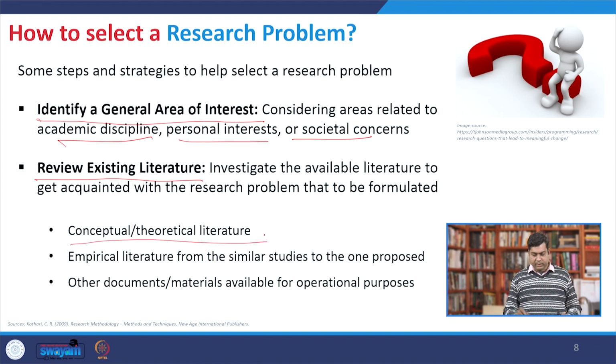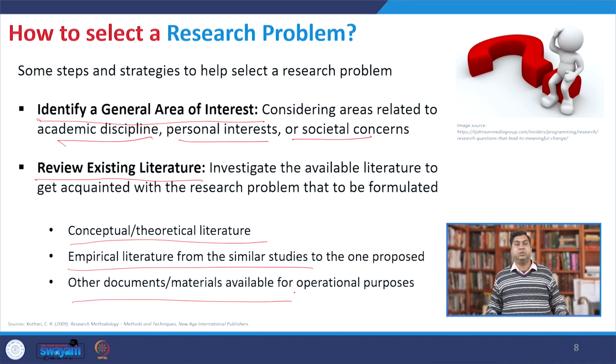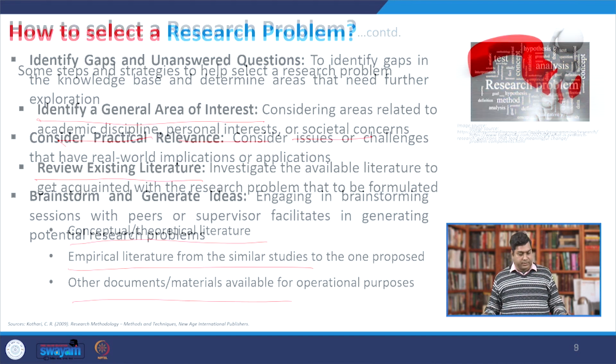In this case, it may be conceptual or theoretical literature, as I already mentioned. It may be empirical literature of similar studies where there are certain findings. For example, it is not impacting the kids, it is impacting the elder generation or the old age population. If such findings are there, go through them. Then you also have to go through the other documents, facts and findings.